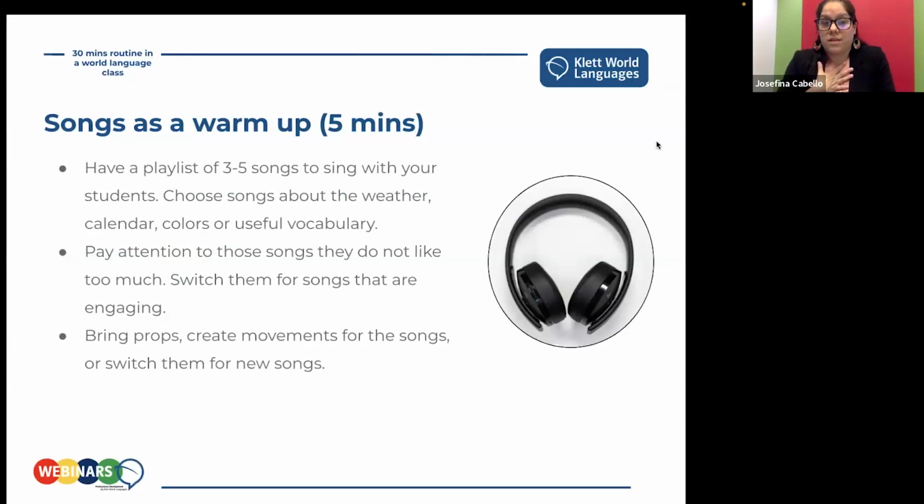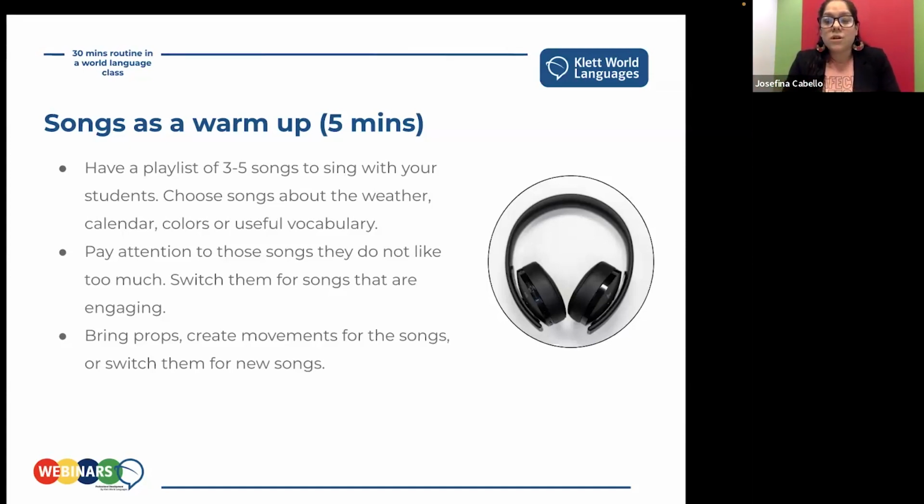For my little students, we always use a song as a warm-up activity. I have a list of 3 to 5 songs to sing with my students. I choose songs about weather, calendar, colors, or any useful vocabulary that you're working on. If you have a unit about family, choose a song about family. If you have a unit about colors, choose a song about colors.